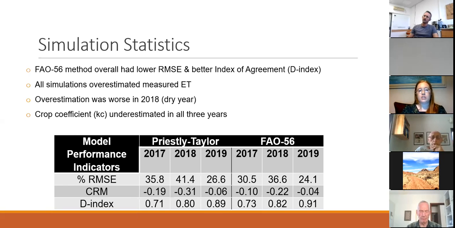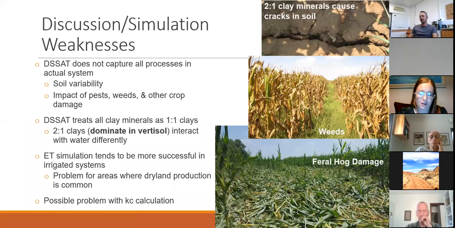So in 2019, we did not do full tillage because the farm implements were not able to get to the field. It's just a bit interesting that the model did best on a year when we had just changed tillage practices, which isn't something that would necessarily be expected. So some of the potential causes for this, some of these model weaknesses, or why the model is heavily overestimating ET: one of the major weaknesses within the modeled system is that it doesn't capture all the processes that are going on within a system, including soil variability and the impact of pests.